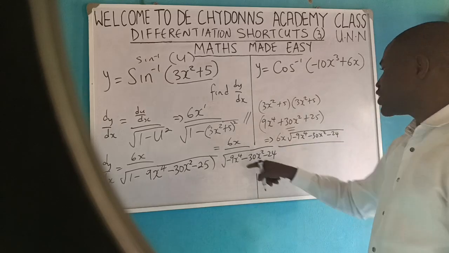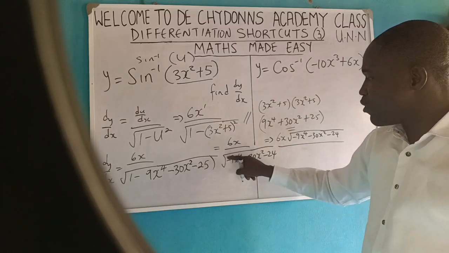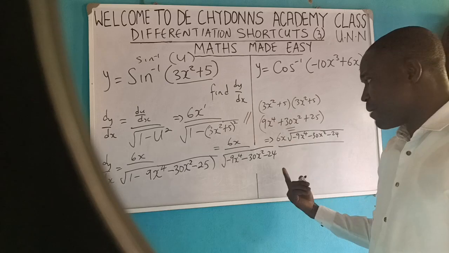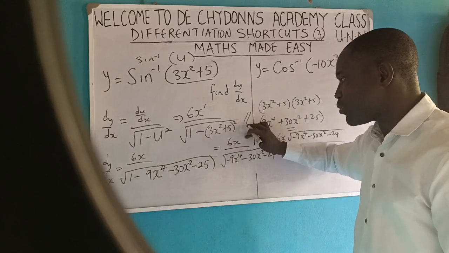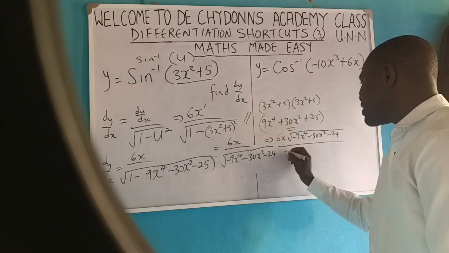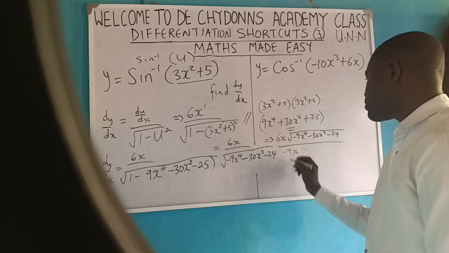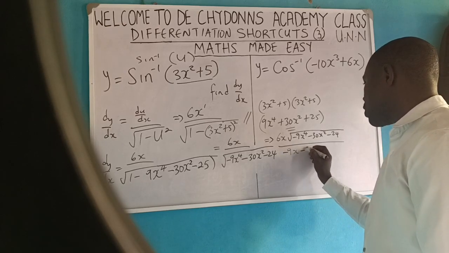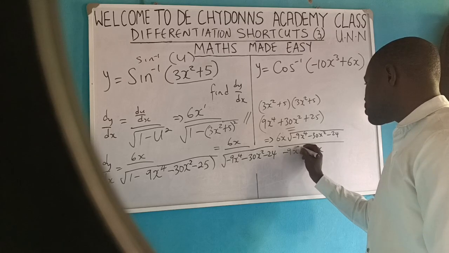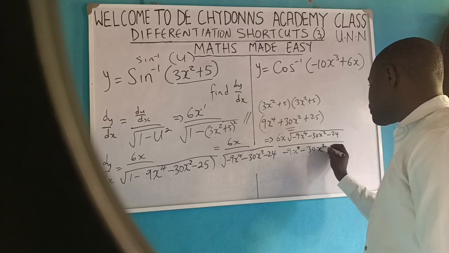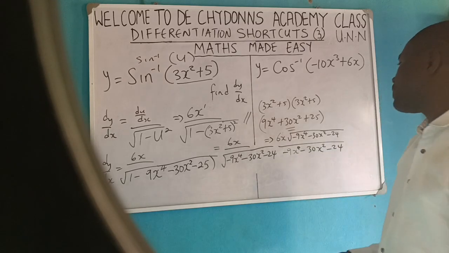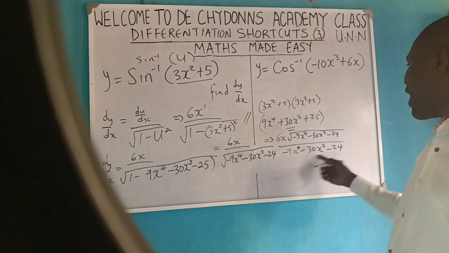square root of minus 9x raised to the power of 4 minus 30x squared minus 24. Then I will come to the denominator and remove the square root. Remember what I did? Carry the denominator up and remove the square root and write the remaining at the bottom. Minus 30x squared minus 24. Okay? You have it.